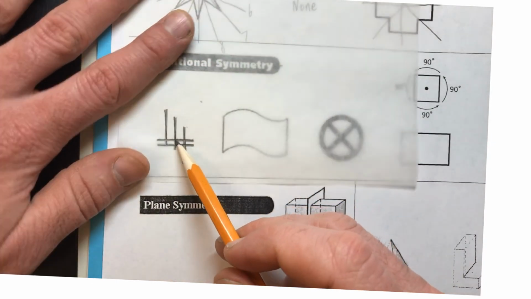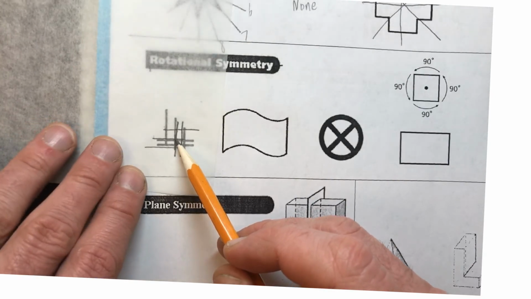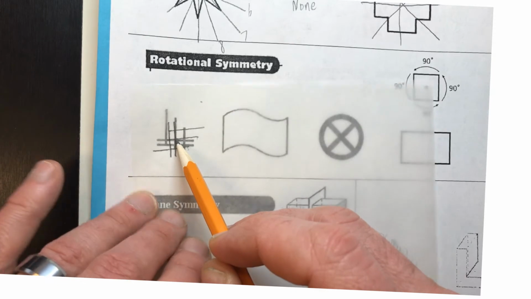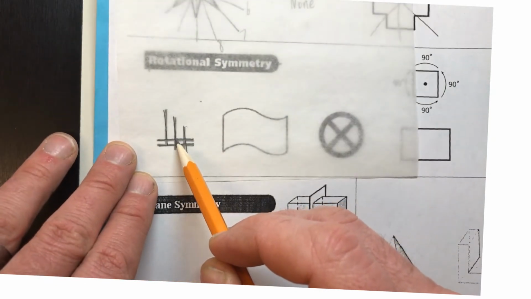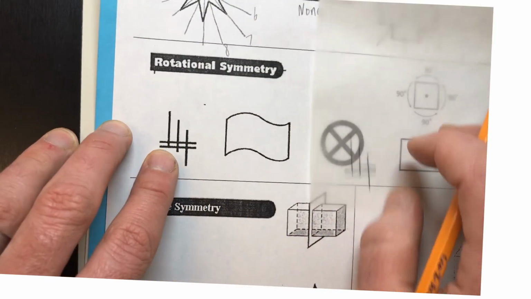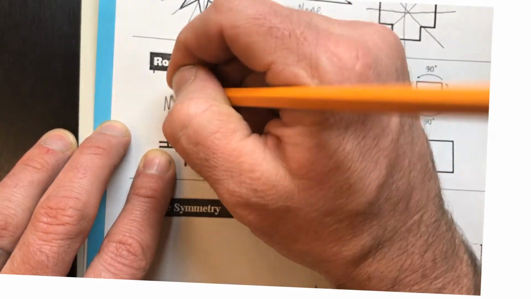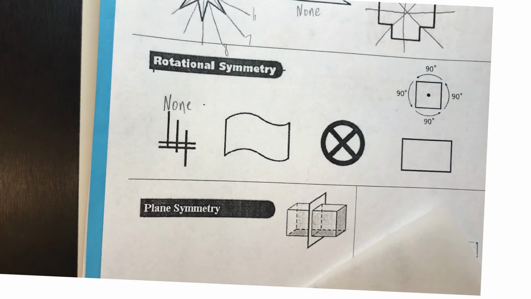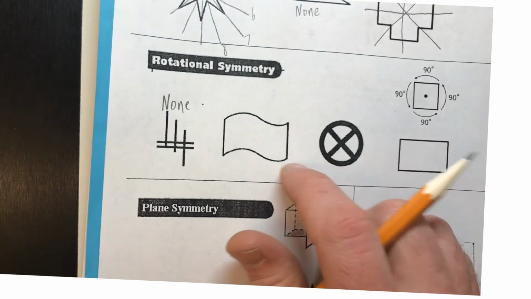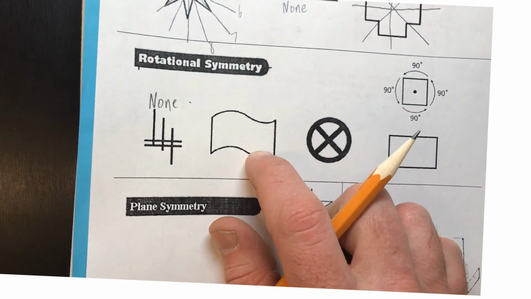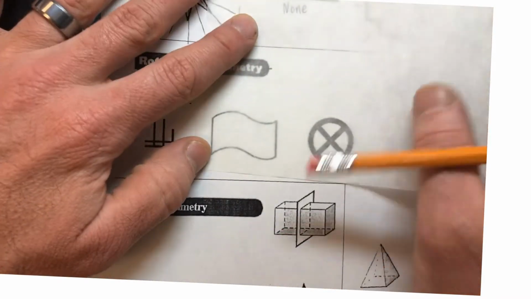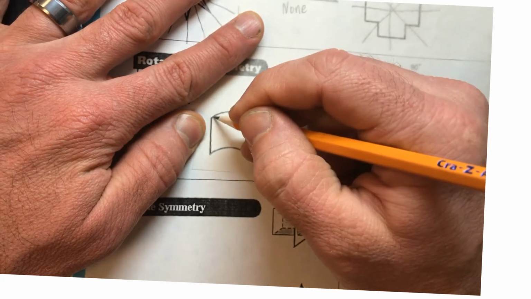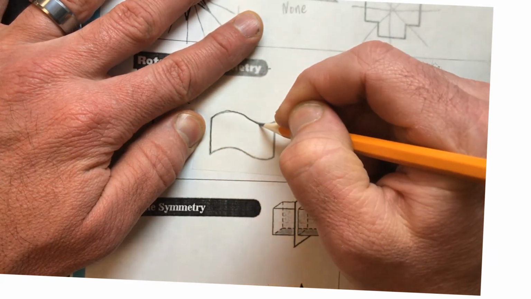Okay, so I'm going to rotate it. Does it land back on itself there? Does it land back on itself there? No. I got to just go all the way back around to where it started from, right? So that means this has no rotational symmetry. Okay? No rotational symmetry. What about this flag? Does this have rotational symmetry? This one's a little bit deceiving, but you'll see it after I do this.